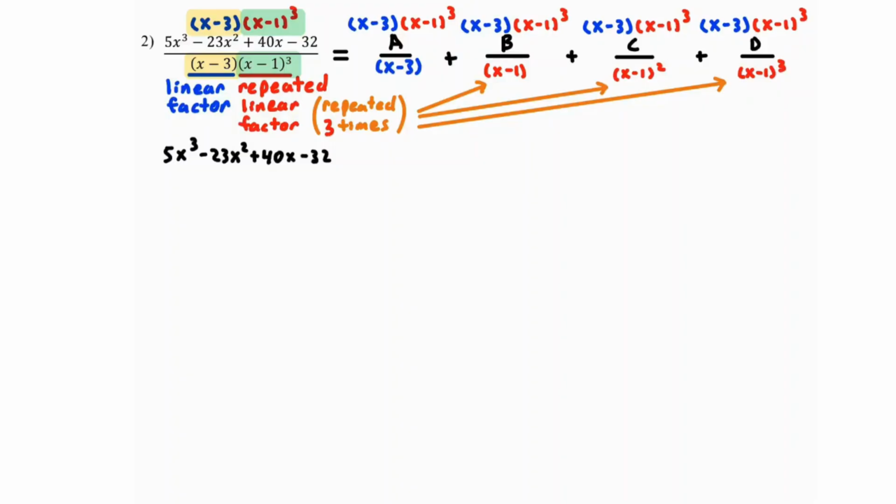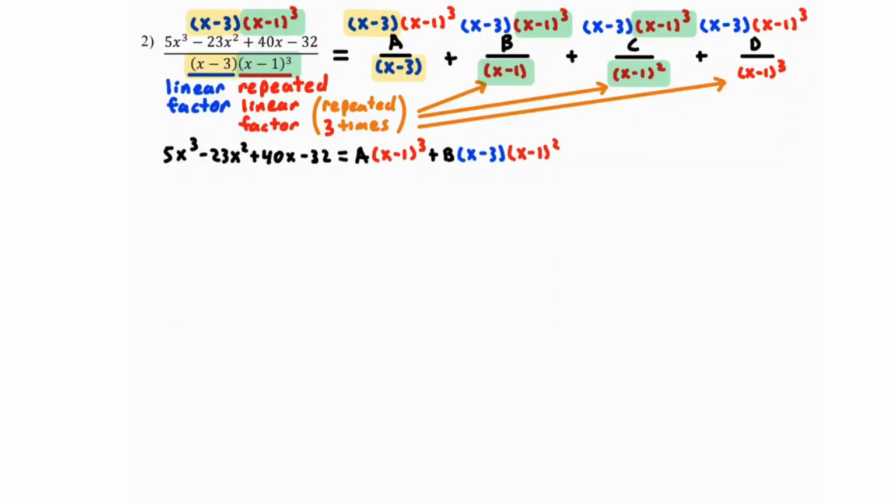Right side of the equal signs, we'll start with the a term, a fraction. X minus 3 will cancel, leaving a times x minus 1 cubed. For the fraction with the b term, we notice that there are 3 copies of x minus 1 in the numerator and 1 copy of x minus 1 in the denominator, meaning the numerator has 2 more copies of x minus 1. So we get b times x minus 3 times x minus 1 squared.